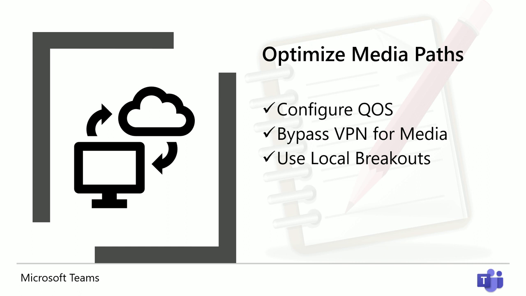Second, you've got to optimize your media path. There's a couple of pieces to this. First is configuring QoS, and we'll demo that in just a second. The second piece is we want to make sure that we're bypassing VPN. Why? Because it doesn't make sense to double encrypt traffic.